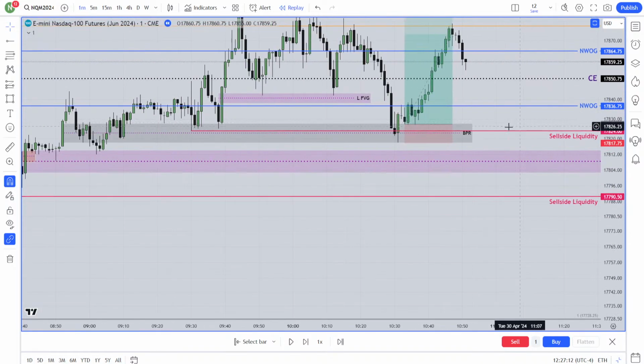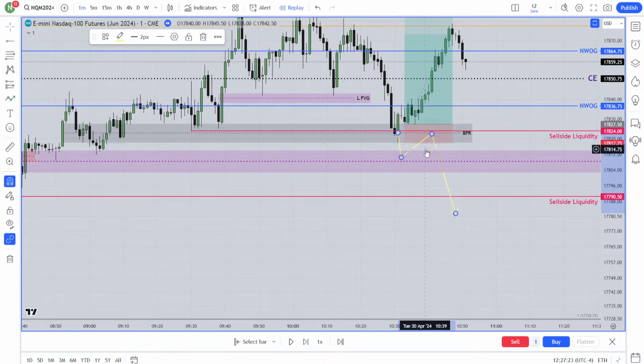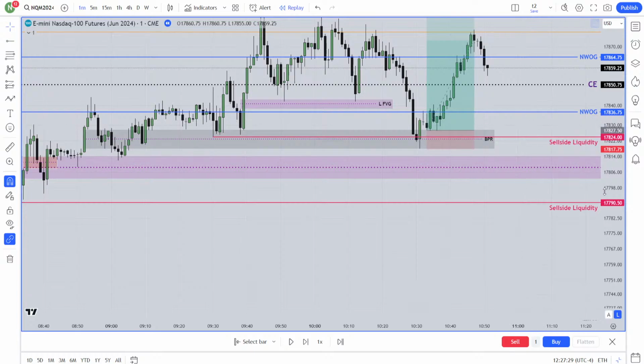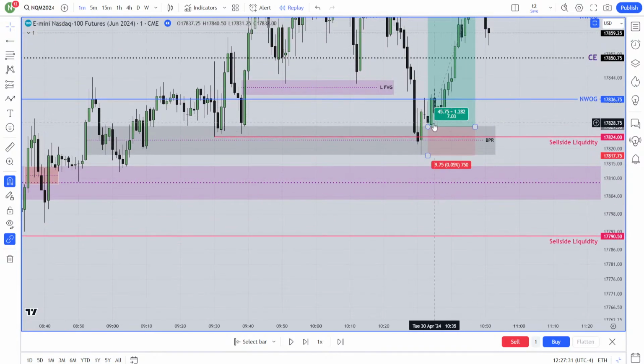Yeah, what I can do, if I see this BPR is broken, then I can expect it will tap to the low or the consequent encroachment, then it will take this sell side. I would look for those things when this BPR is broken. Now over here, if you can see where I put that entry tool, where did I put it? When the market rejected the consequent encroachment and came back again to the top, then I put it over there.